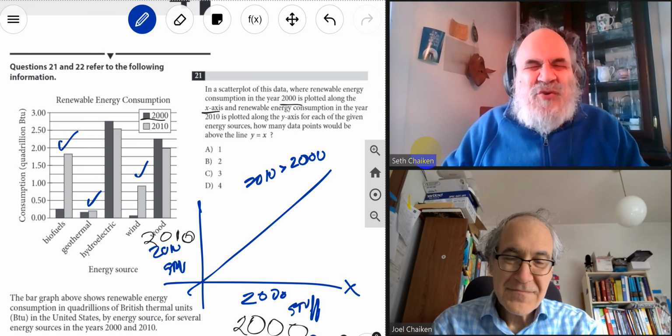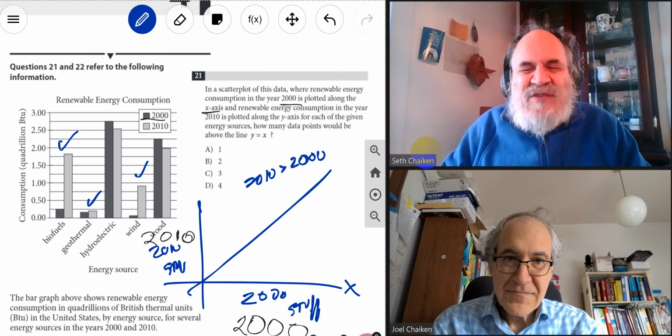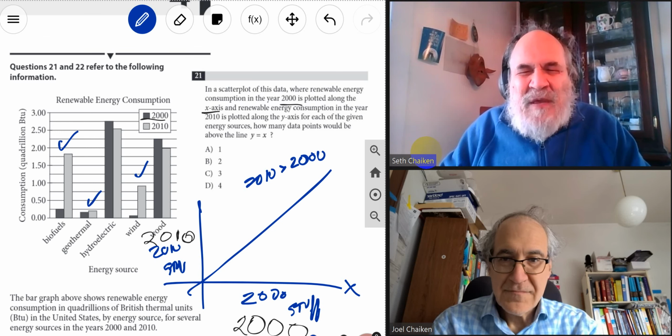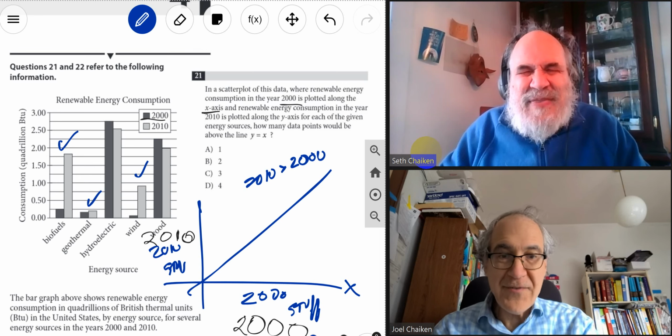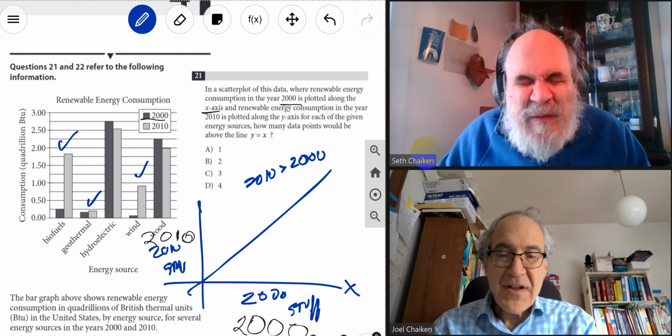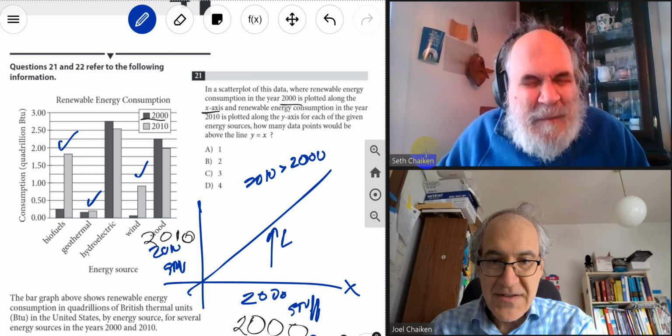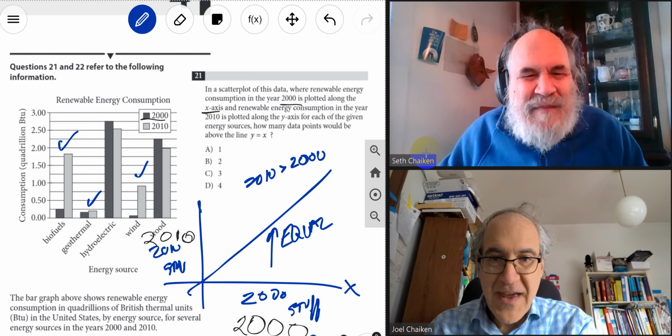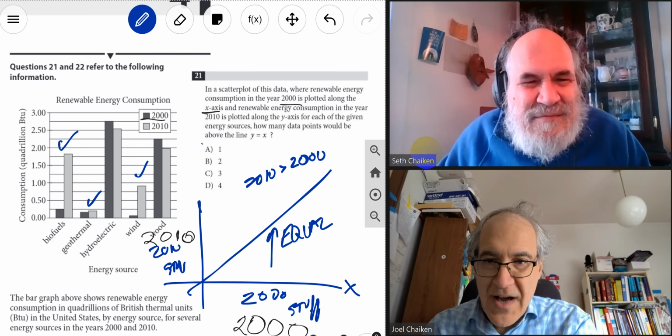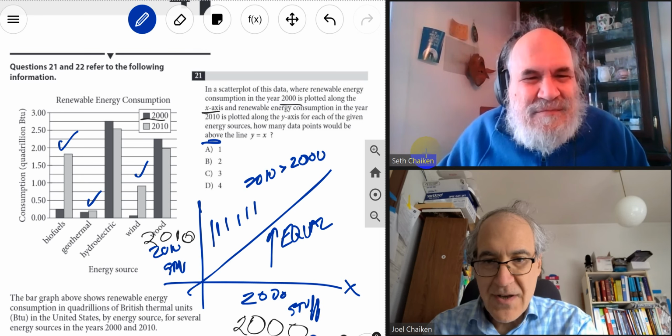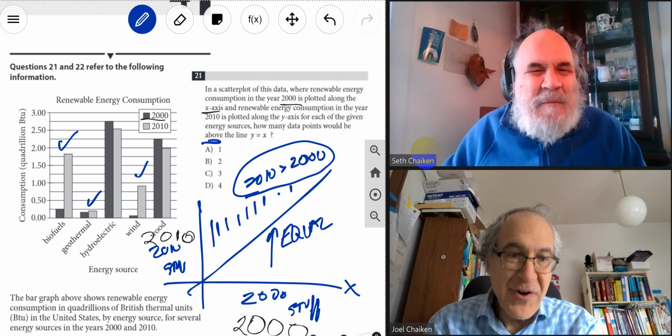The hard part of this question is not making a mistake between your perception and the question about which is horizontal, which is for the x-axis, and which is for the y-axis. You got to be really careful here. Now, the line y equals x means that they're equal. This line represents equal. Now, if they want above, that means that we're talking about this area where the y has to be greater than the x. So I translated that into what we really need for the question.